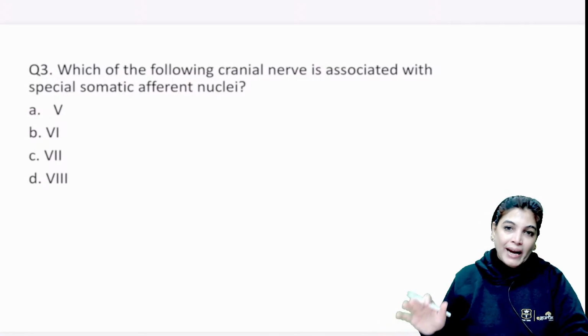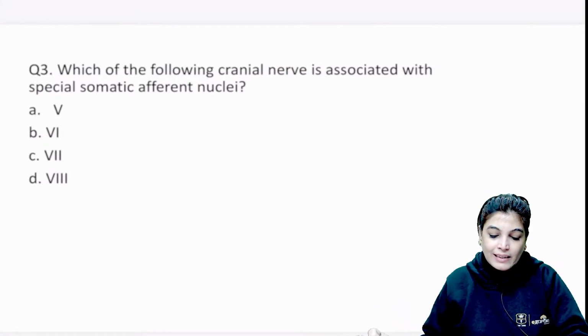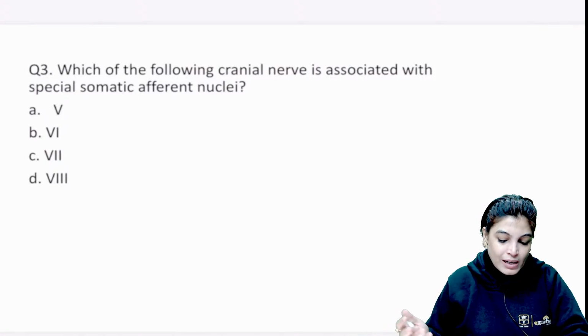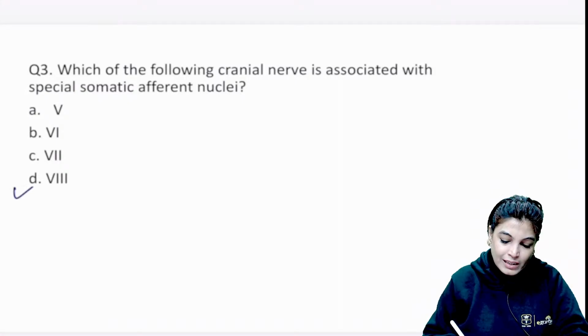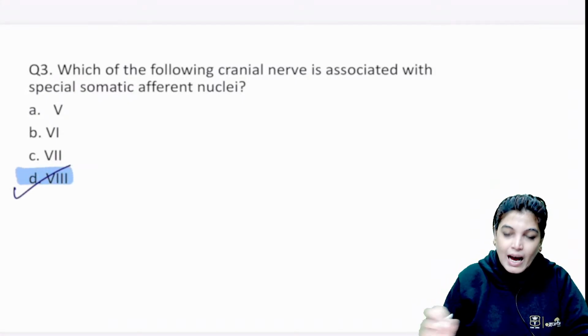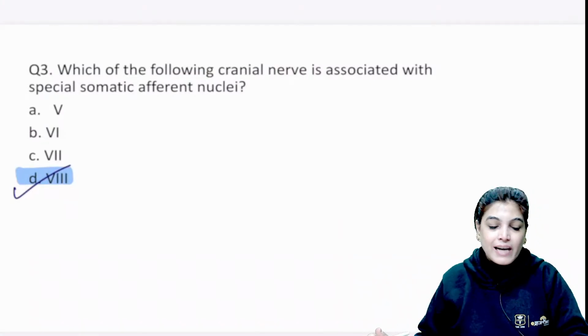With this I am ending the last question and then I will give you 5 minutes of break, and then we will start. Which of the following cranial nerves is associated with special somatic afferent? The vestibulocochlear nerve, dear, the 8th cranial nerve. It is the last functional component related with the 8th cranial nerve. So we have got D as the right answer.